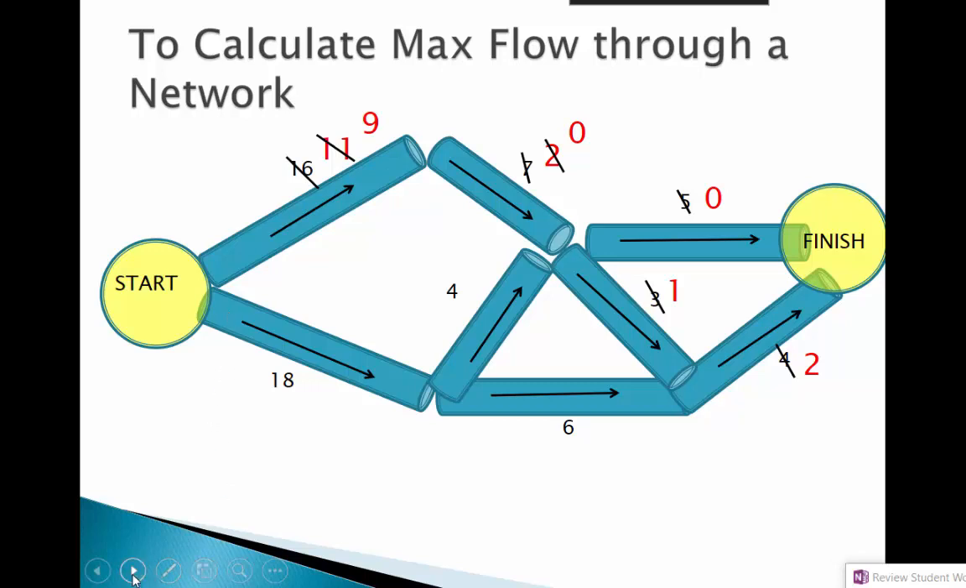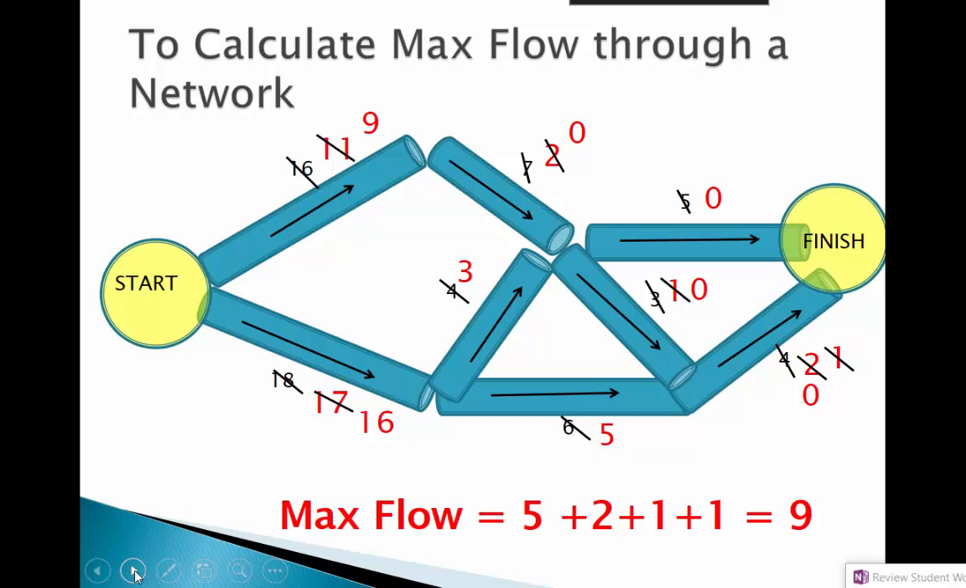The next path I could follow is probably this pathway here. The smallest number on that pathway is 1, so I'm going to cross all those out again and take 1 away. So 4 take 1 is 3, 18 take 1 is 17. Now my final pathway I can go is this way here, and the smallest number in that pathway is 1, and so I'll cross everything out and take 1 away.